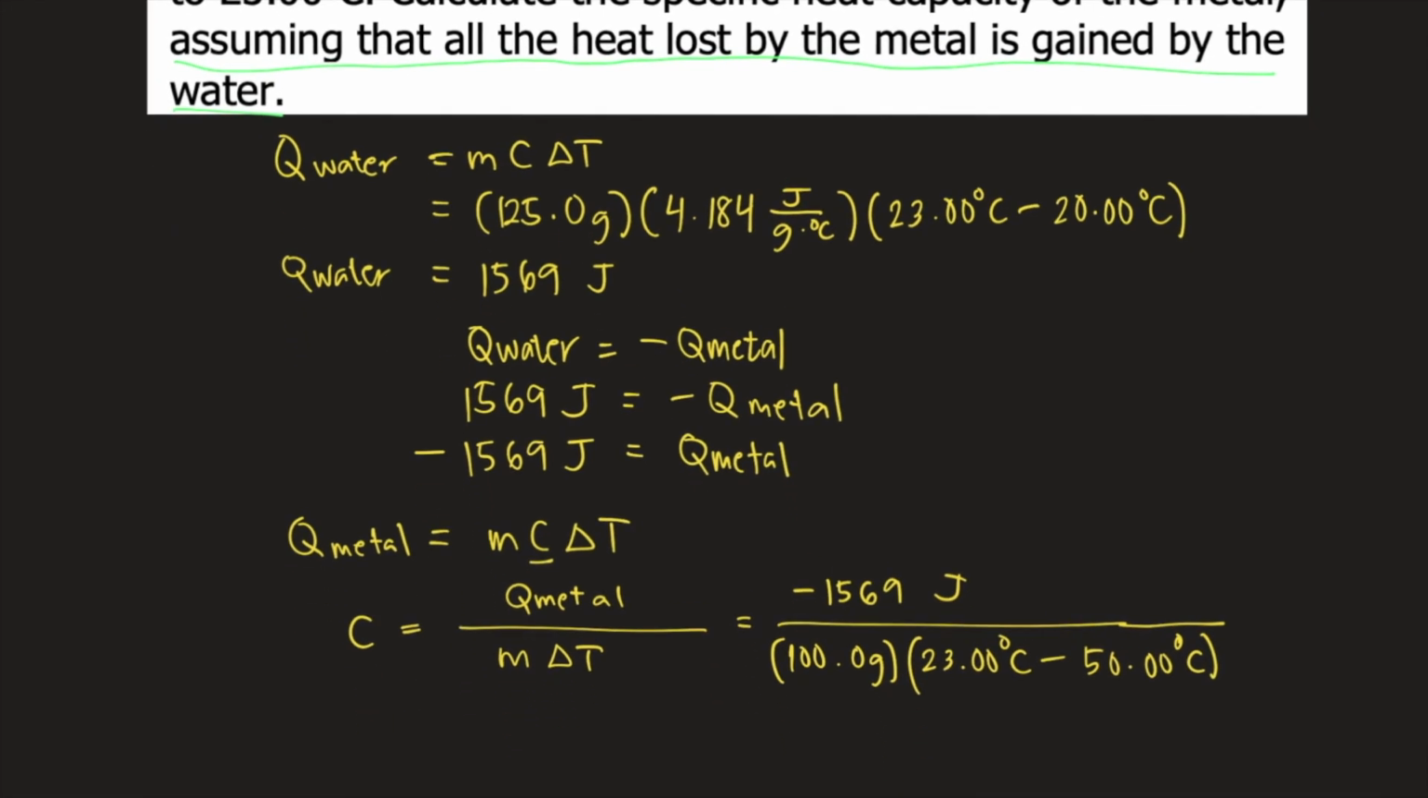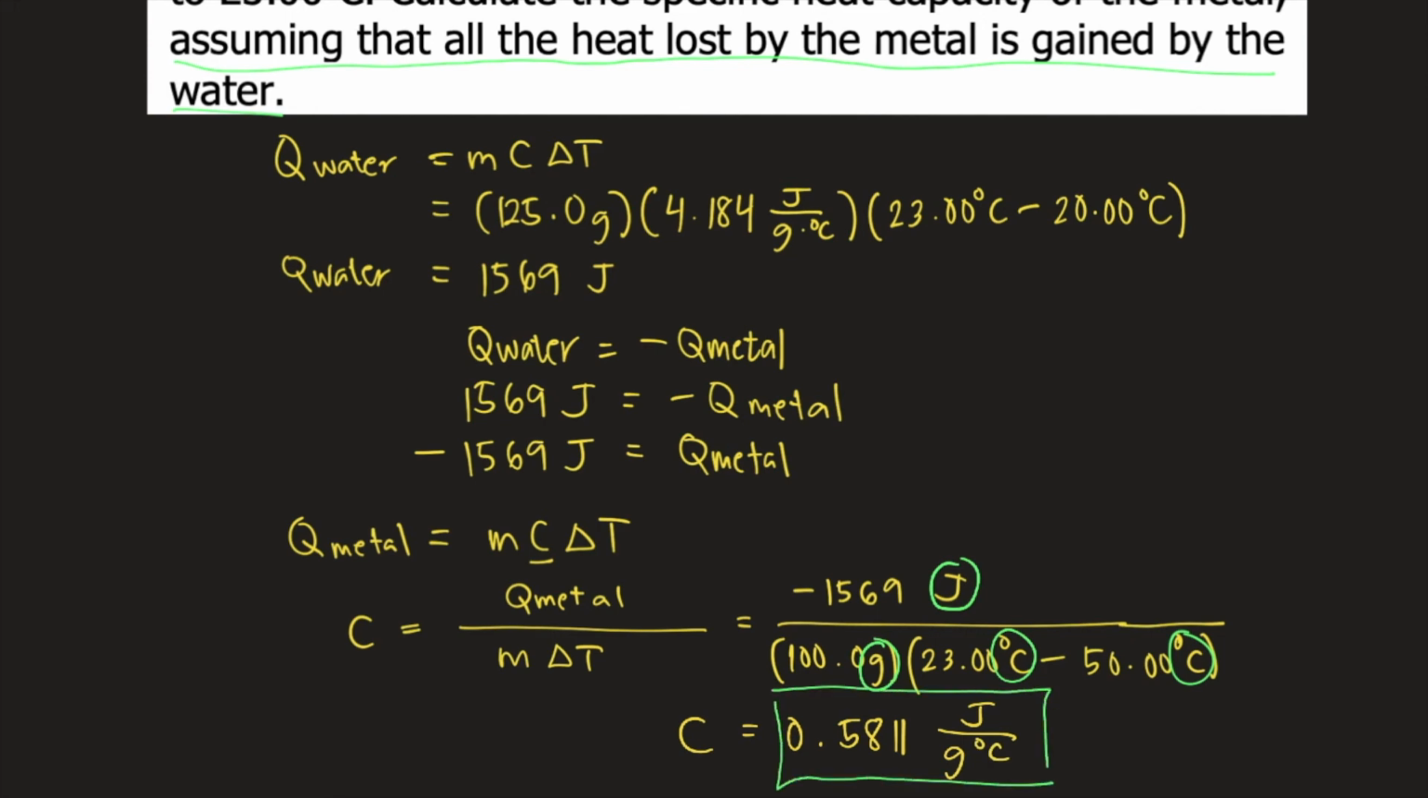So if we solve this, C, or specific heat capacity of the metal, is equal to 0.5811, and the unit is joules per gram degree Celsius. And that is the answer to the question.